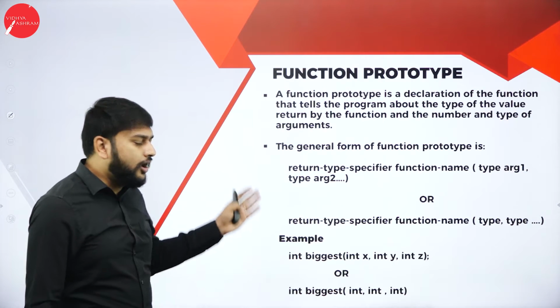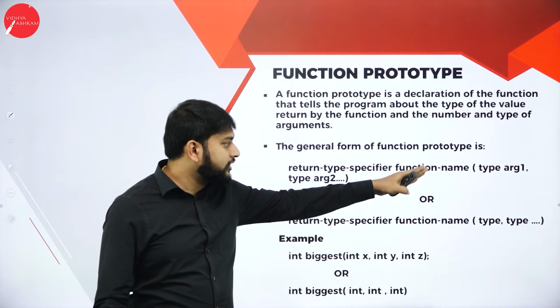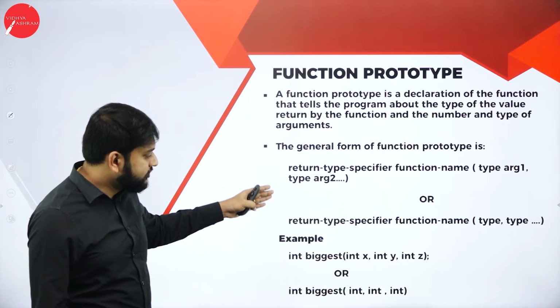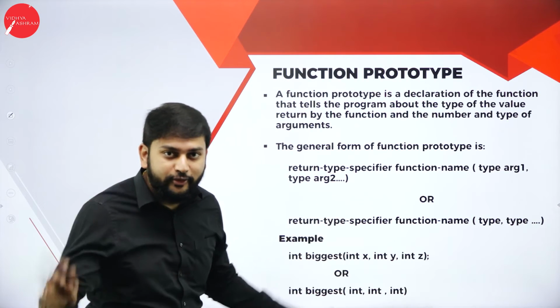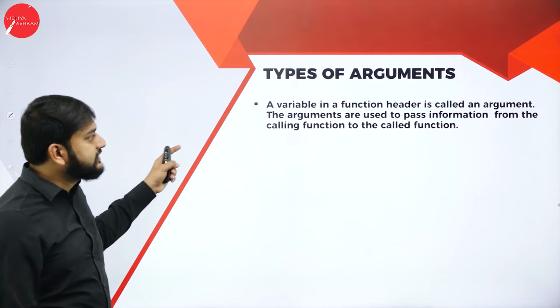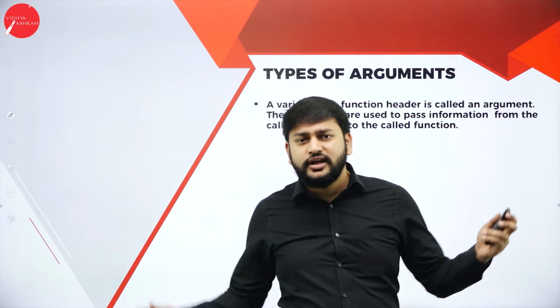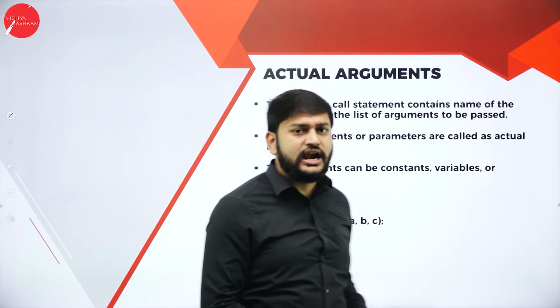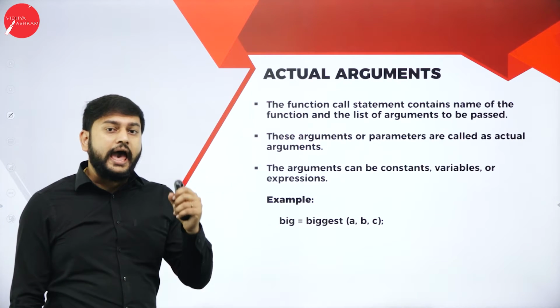Function prototype, we have already discussed: return type specifier, function name, types of arguments. This is what is called a function prototype. We have discussed it n number of times. So the next one is types of arguments. Sir, how many types of arguments are there? Let's start and understand. The first type is actual arguments.